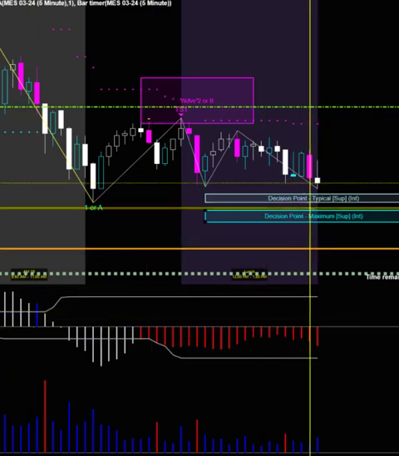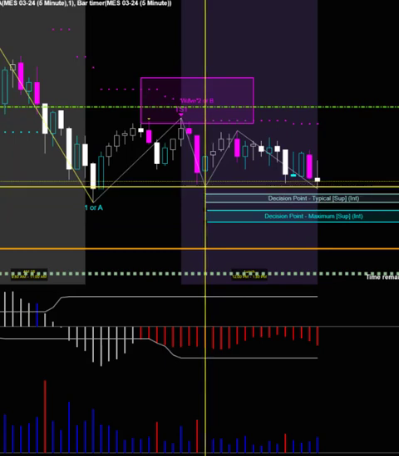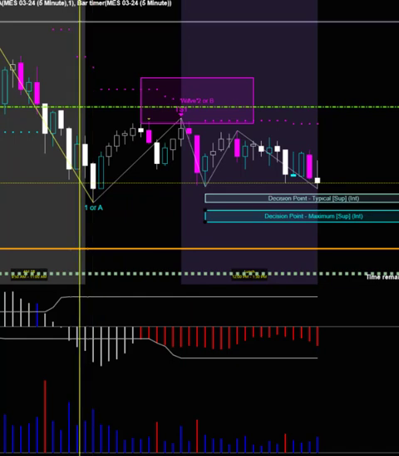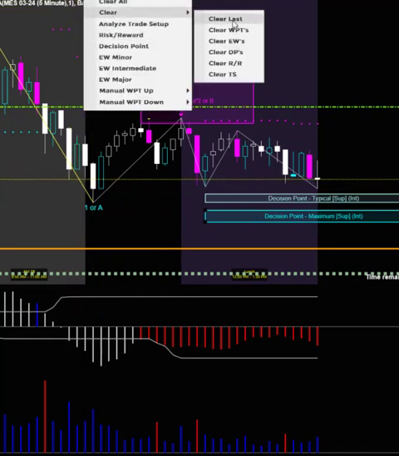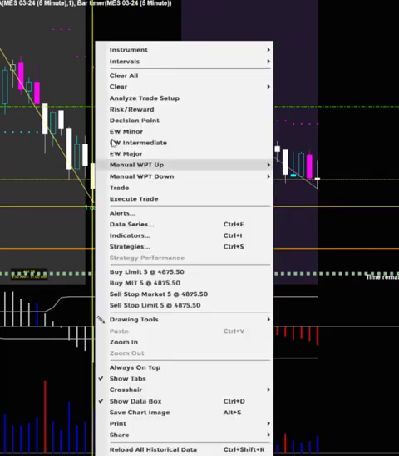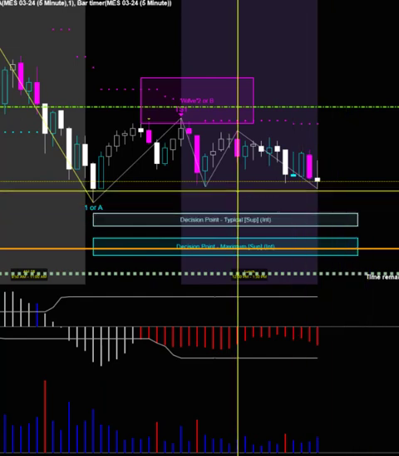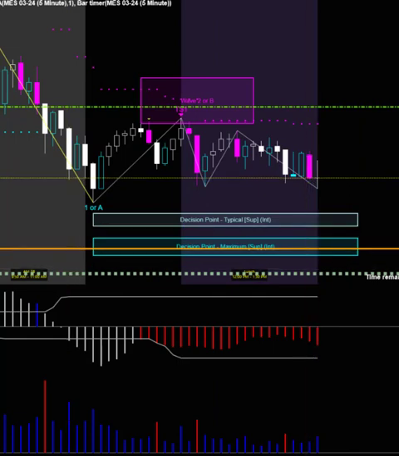Also, I forgot to mention these decision points that I drew right here, those are based off of this low pivot, but we also have a lower low back here, so I'm going to go ahead and delete those and switch to the lower low. So I'll just hit clear last. It takes those off. I'm going to base that decision point off of this low. There. That's my new target. So let's see if that takes place or not.